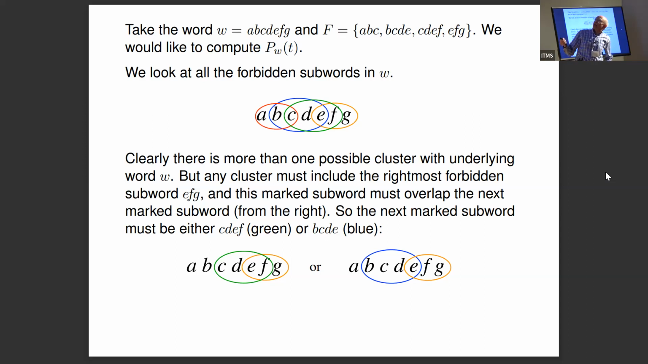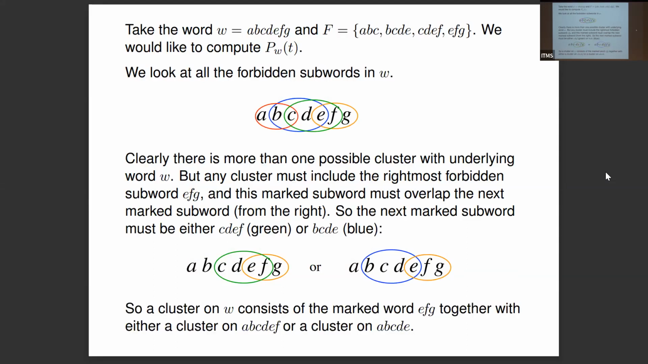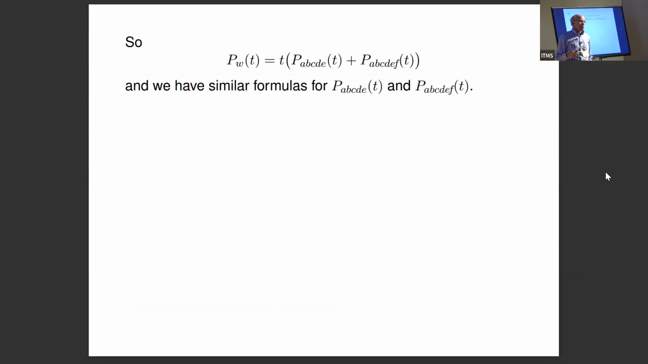The marked words that are counted here are counted by the cluster polynomial for A, B, C, D, E, F. And then we'll have a factor of t for this last marked word. And the same thing here, we'll have the cluster polynomial for A, B, C, D, E, and then another factor of t for this last marked word. So what we get is this recurrence: the cluster polynomial for W is t times the cluster polynomials for these two shorter words. The same thing works in general.